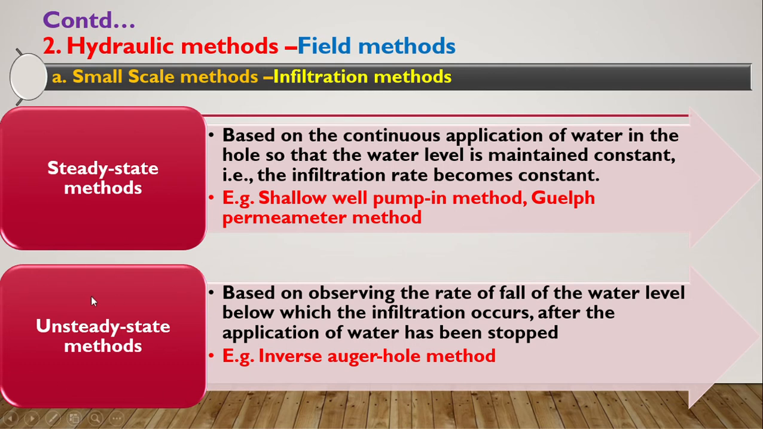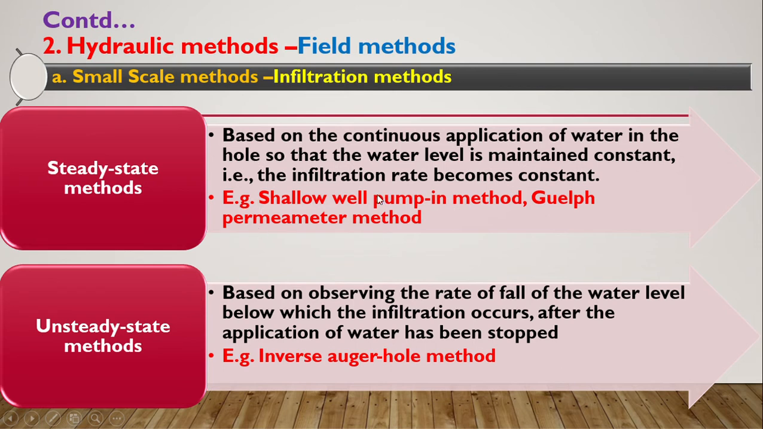In the case of the unsteady state method, it is similar to the falling head permeameter method. We will not give water continuously. We will just give some amount of water and we will measure the rate of decrease of water afterwards. That is the difference between steady and unsteady methods.